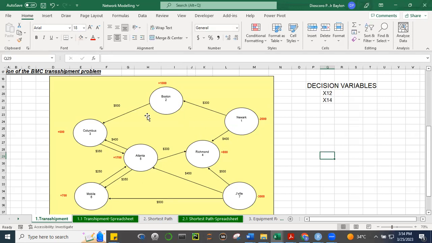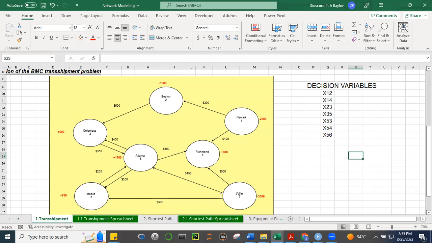And then from 2, I have X23. Let me just do it numerically, chronologically. And then from 3, I have 3 to 5, X35. And then for 4, from 4, nothing. So everything is going inside 4. And then I go to 5. So we have X53, X54, and then X56.